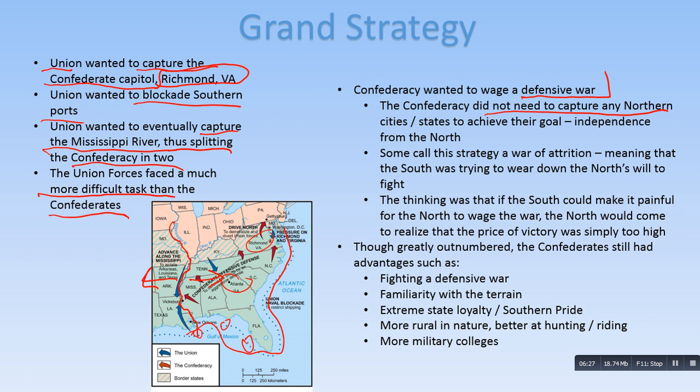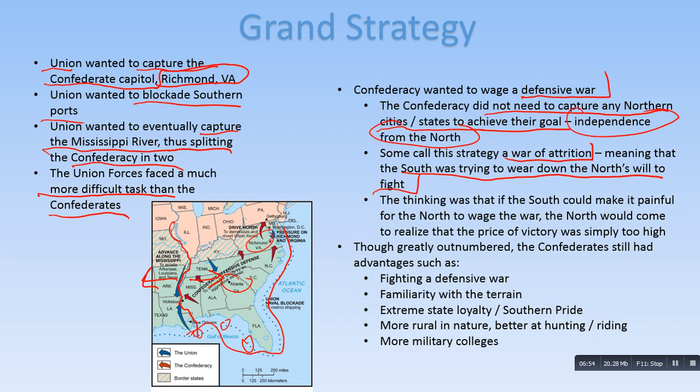Now, some might call this strategy a war of attrition. Now, there's two ways to look at this. One is that attrition is the South trying to wear down the North's will to fight. The other way you might look at attrition, which would be perhaps the Northern strategy, is since we have so many more troops in the North, and you don't have quite as many in the South, if we both lose 5,000 troops, let's say, in a battle, that hurts the South way more than the North because the North has more troops and will just eventually wear you down.